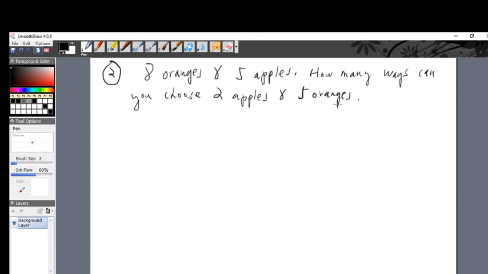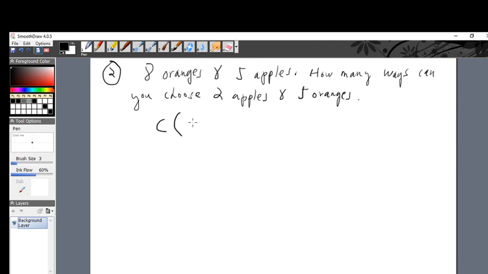And here's how you do it. Is order important? You're choosing 2 apples. Who cares? Apple number 1, apple number 2, they're basically the exact same thing. Apple number 1 coming first, apple number 2 coming second, or vice versa. Who cares? The order is not important. So we're dealing with a combination situation over here. How many ways can you choose 2 apples, 5 oranges?